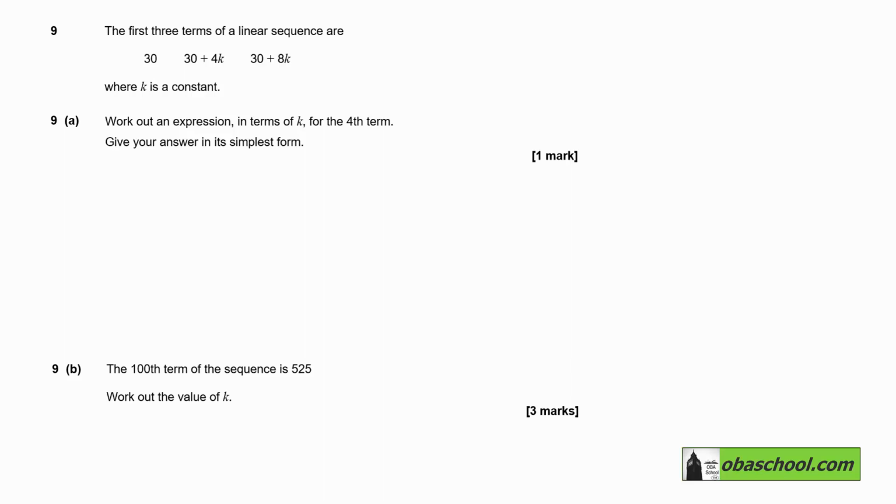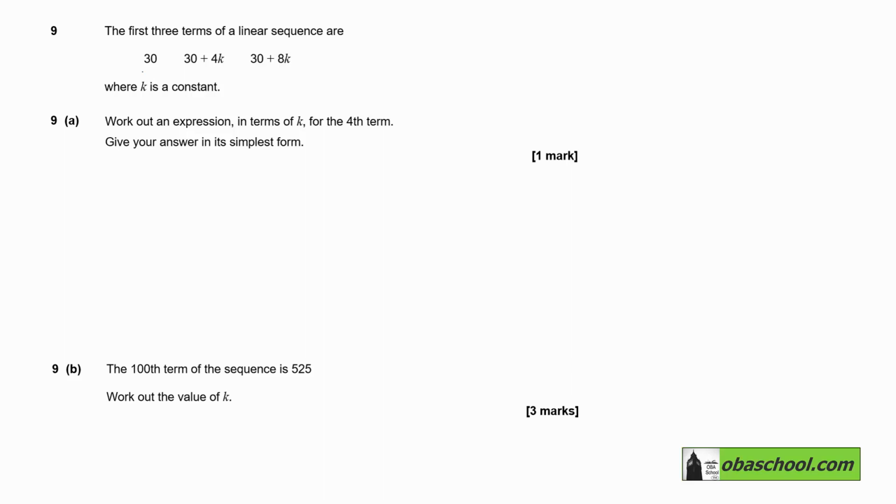First three terms of a linear sequence, which is another way of saying that it's an arithmetic sequence, or a sequence where the difference between each two terms is the same. We have 30 plus 4k, and 30 plus 8k, where k is a constant. Work out an expression in terms of k for the fourth term. Give your answer in its simplest form.